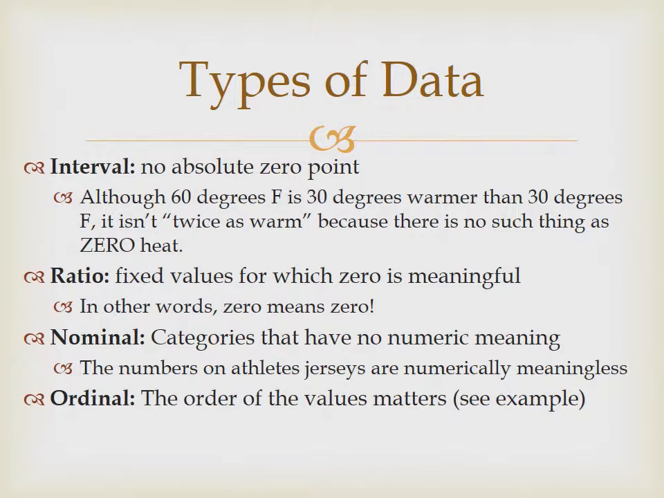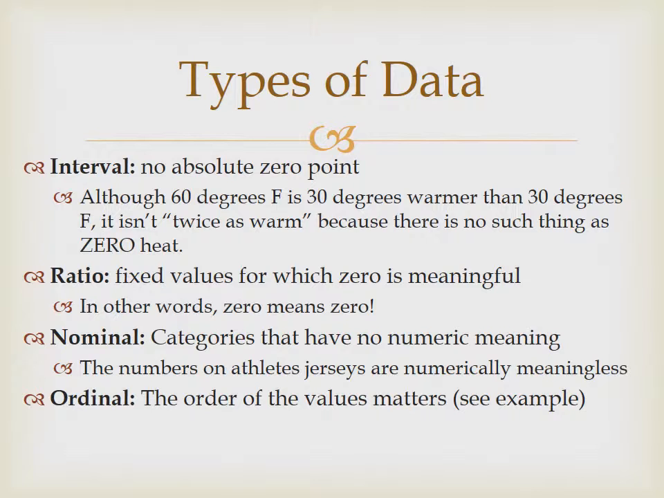So the next type is ratio. These are fixed values in which 0 is meaningful. So 0 means 0. So when we have 0 apples, that means there's an absence of apples. There are none. So this is probably how you think of most data that you come across.